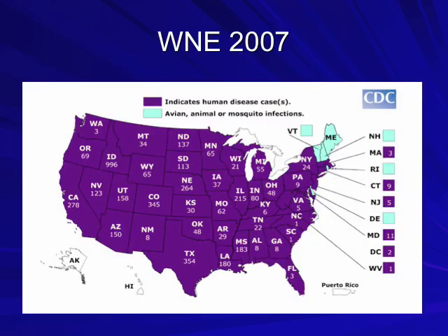And this is a nice picture that I found about West Nile encephalitis in 2007, with very high cases in Texas, California, and Nebraska. So you look at the number of cases reported for West Nile encephalitis in 2007 from the CDC.